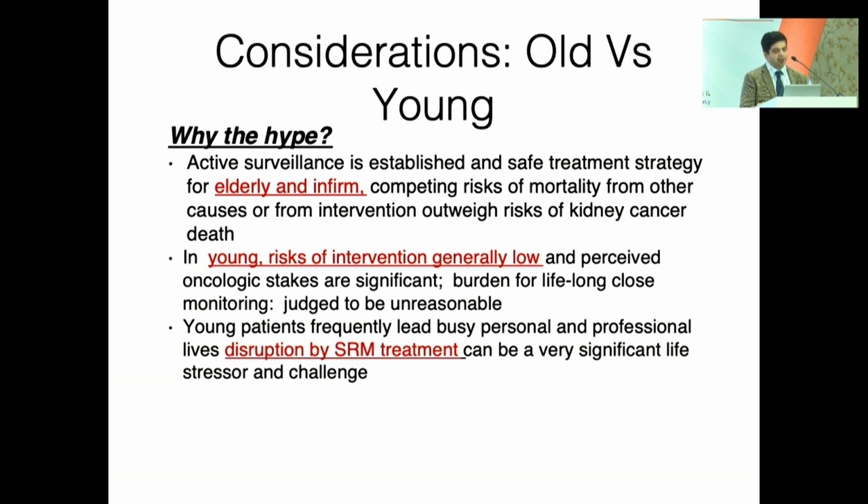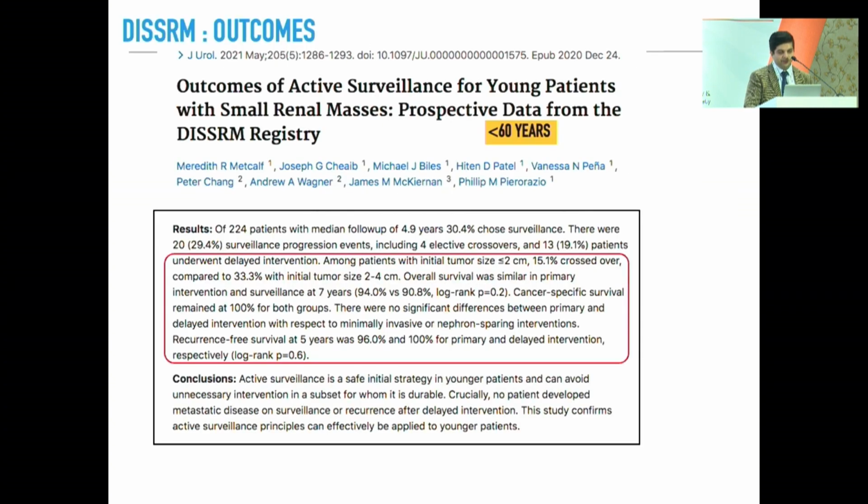But in the young, the risk of intervention itself is generally low, and the perceived oncologic stakes are significant. And there is a burden of lifelong close monitoring, which is judged to be unreasonable. But also the point to be noted, there may be a 35-year-old male who leads a very busy professional life, and the disruption by the SRM treatment itself can be a significant life stressor and challenge.